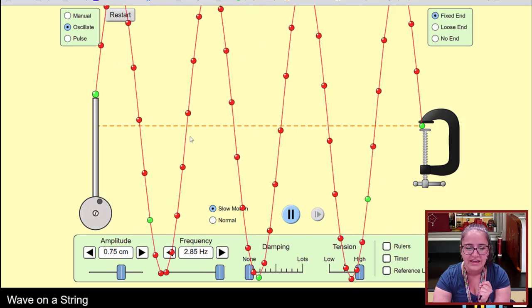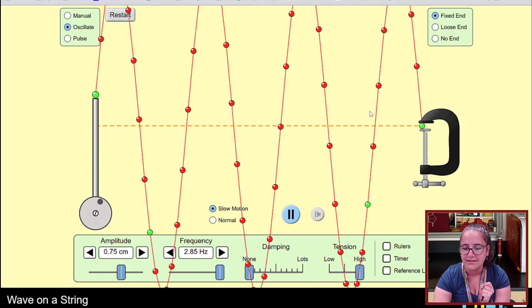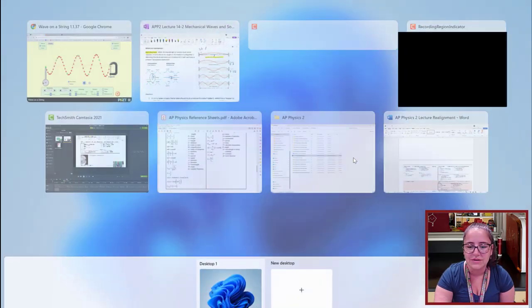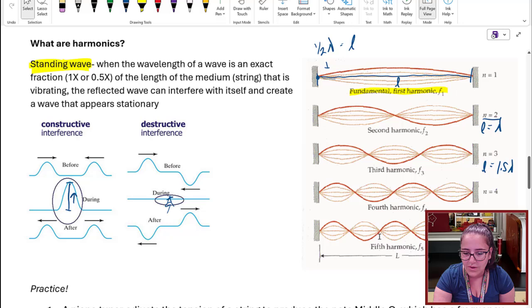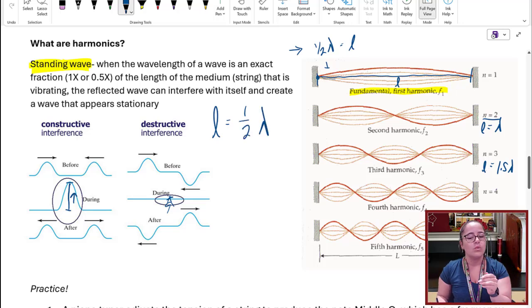There we go. If this was it, it would be the 1, 2, 3. We got 3.5 waves there. So 2.5 waves is the 5th harmonic. So 3.5 waves would be the 7th harmonic. Okay. But again, this fundamental frequency where the length of the string is 1/2 the wavelength will be really important in a lot of applications involving instruments.